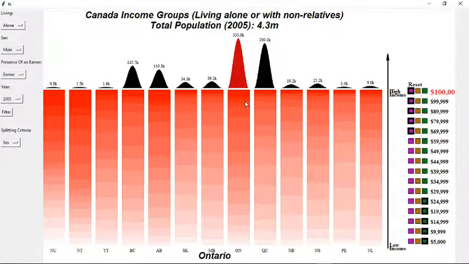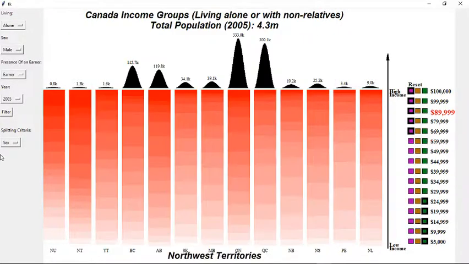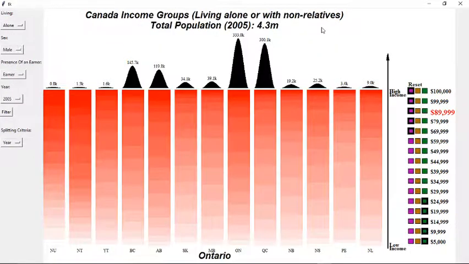If you click on this one, it will give you a summarized view of the province that you have selected. If I click on Ontario, you can see income groups ranging from 5,000 to 100,000, and you can see the male versus female ratio, and if you click on here it will give you the change from 2005 to 2015. I hope you like my project.